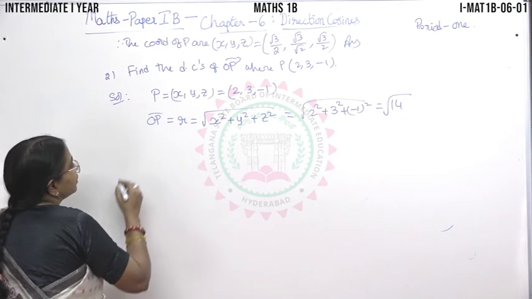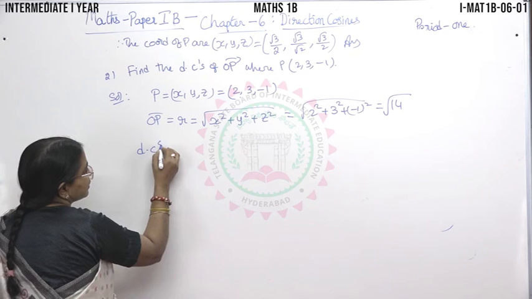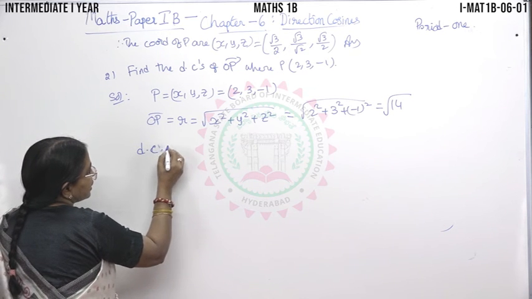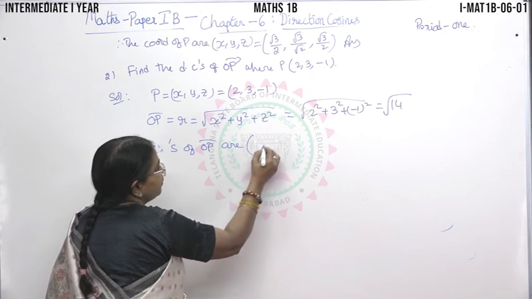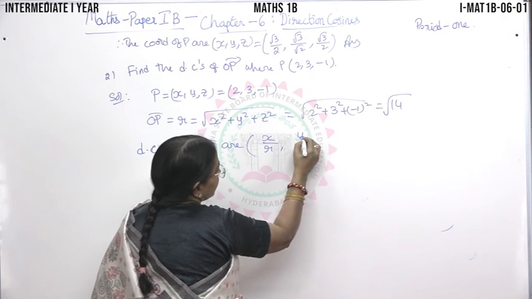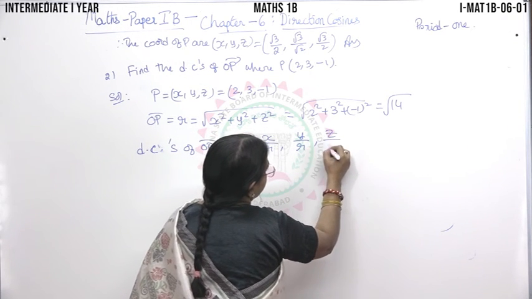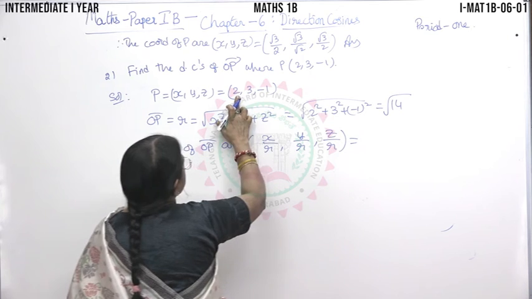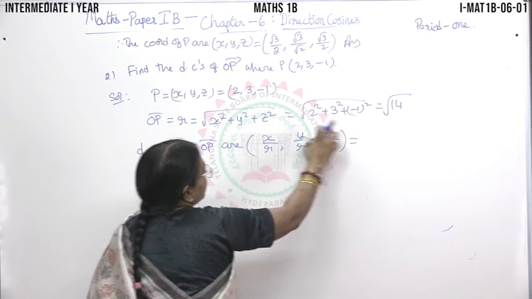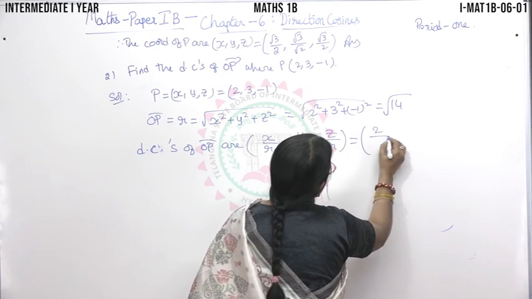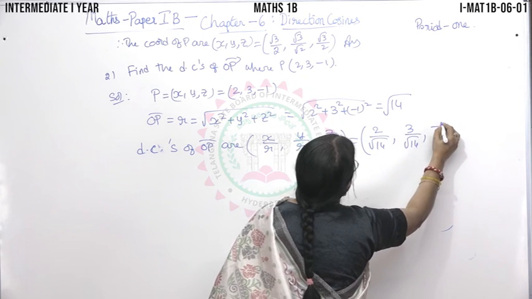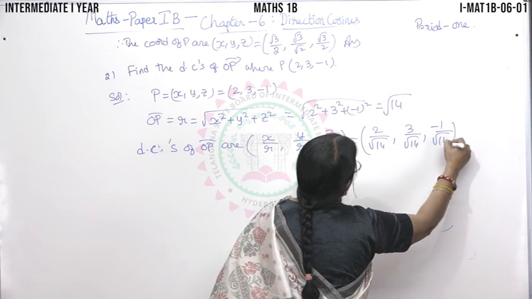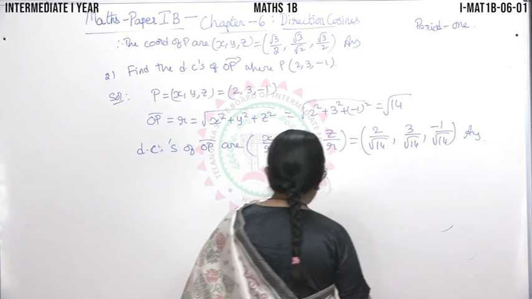So now the direction cosines, DCs of OP, are x by r, y by r, and then z by r. So you know all the values, x is 2, y, z, and then r. So just substitute the values. 2 by root 14, 3 by root 14, and then minus 1 by root 14. That's all. This is your answer.